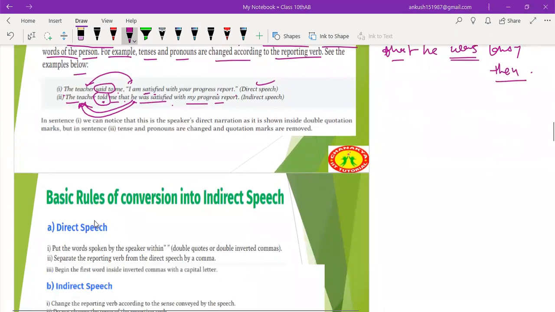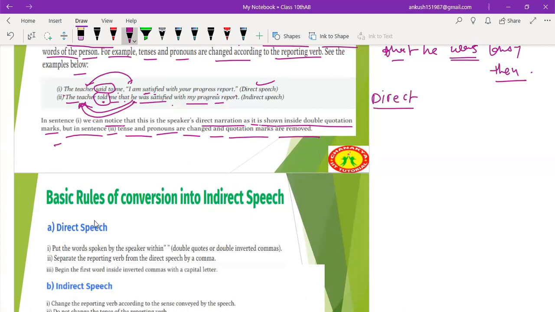The explanation is given here. After that, in the sentence we can notice that this is the speaker's direct narration, as it is shown inside double quotation marks, but in sentence 2 tenses and pronouns are changed and quotation marks are removed. So whenever we transform sentences from direct to indirect, you need to follow some changes over there. It's very, very important.